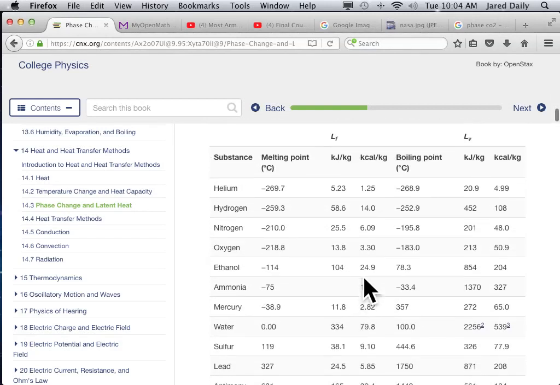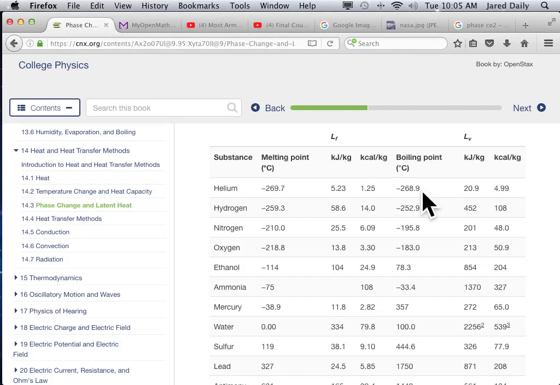Here are some of those points. For helium, the boiling point is negative 268.9 degrees Celsius. It's like 5 Kelvin, right? It's where helium goes from its liquid state to its solid state. It's almost as cold as it can be. No, from liquid to gas, rather. That's where it goes from liquid to gas.